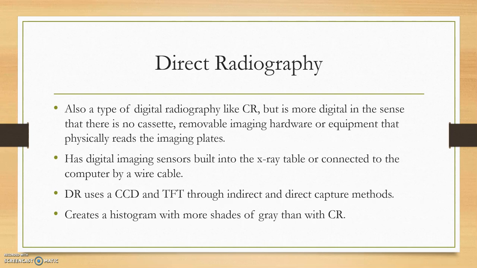So direct radiography. There's no cassette in this. It's all hardware, close tucked wires. There's no removable imaging hardware that can be physically read. It's got built-in digital imaging sensors into the table itself, into the wall-mounted image receptor, or connected to the computer by a cable. As mentioned earlier, DR uses a CCD and a TFT through indirect and direct capture methods. It also creates a great histogram that's unmatched by CR.